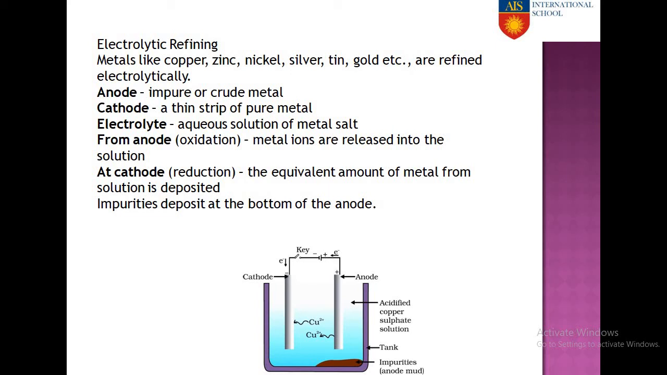Now this Cu2+ is getting deposited at the cathode, and the anode is breaking down into Cu, releasing 2 electrons, Cu2+. So more copper we are getting, and ultimately it is getting deposited at the cathode, and the impurities which are present settle down. Clear?